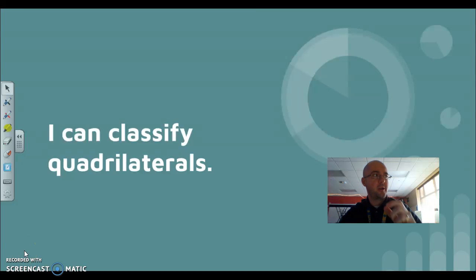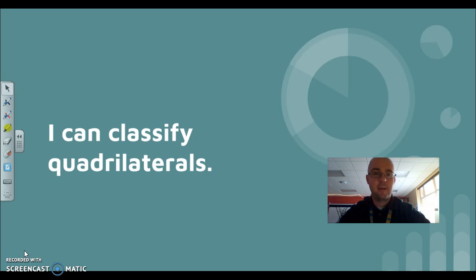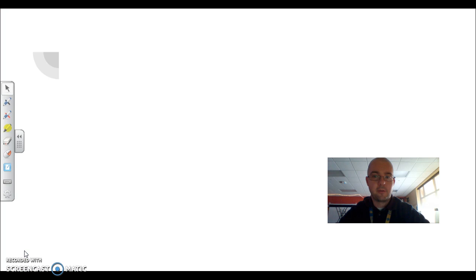Here we go, fourth graders. Before we start our lesson, I have a bag here, a mystery bag with some objects. I want you to try and guess what is in that bag, and it does tie into our lesson today. So our learning target is I can classify quadrilaterals.